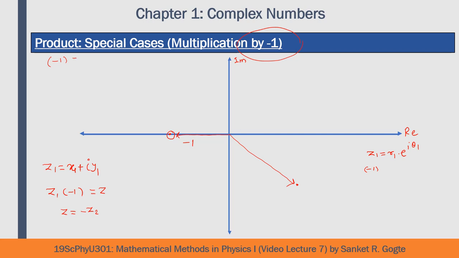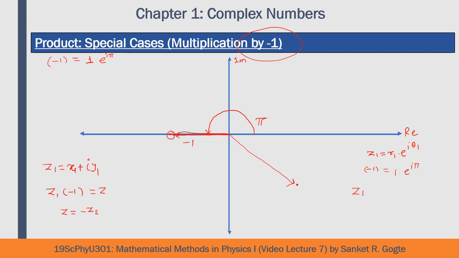Now to write this -1 in exponential form, first I have to find the modulus of the complex number. The modulus is simply the length of this line, which is equal to 1. Then I have to find the argument theta, which is the rotational angle made by this line with the positive real axis. So it is this angle, which you can see is pi. You don't have to use the formula tan inverse of y by x, or the square root of x square plus y square. It is pretty much clear from the geometry. So -1 when written in exponential form is 1 into e to the power i pi.